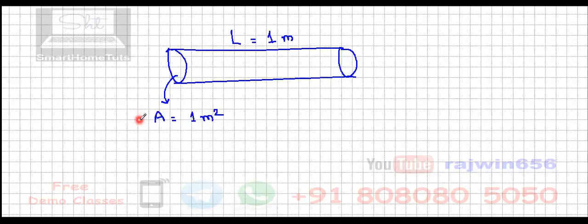So in simple language, if we try to understand the meaning of resistivity or specific resistance, you take a wire of material whose length is 1 meter and whose area of cross section is 1 meter square. Whatever is the value of resistance that this wire has, that is equal to its resistivity or specific resistance. We are going to solve the numericals based on this.